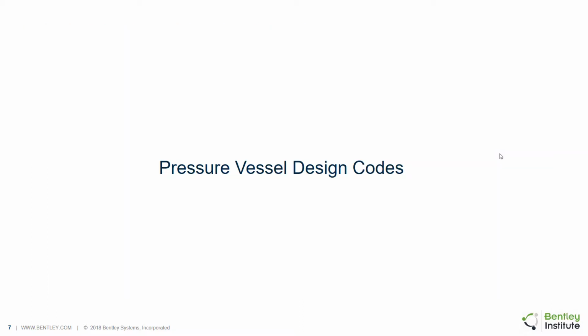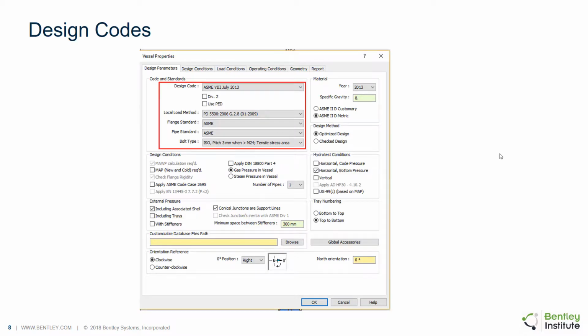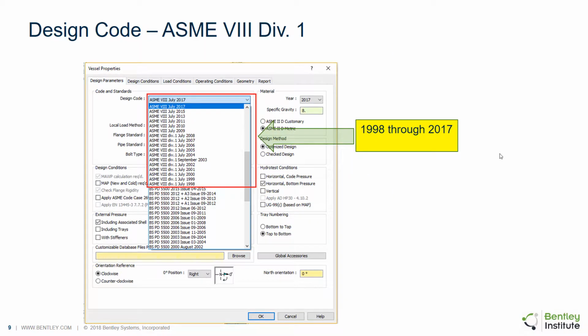What are the design codes available for pressure vessel design? The design code, local load method, flange standard, pipe standard, and bolt types can be specified in the Design Parameters tab. From the design codes drop-down, the design code is selected. The ASME code is available from 1998 through 2017. The 2017 version, which is the latest release of the ASME Boiler and Pressure Vessel Code, is implemented in the latest released CONNECT Edition version 6 of AutoPIPE Vessel. The availability of previous versions of the design code helps in verification of calculations of older projects, or in case the customer specifies an older design code.